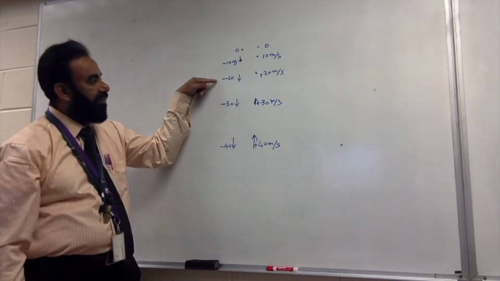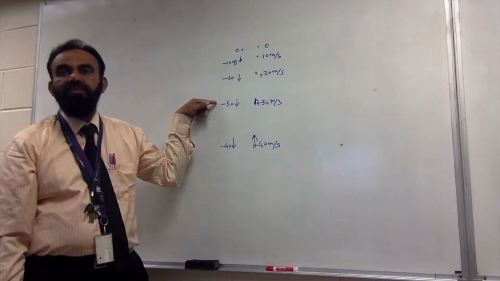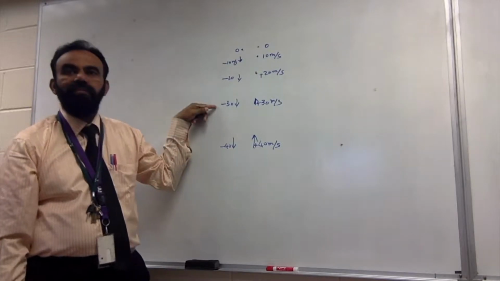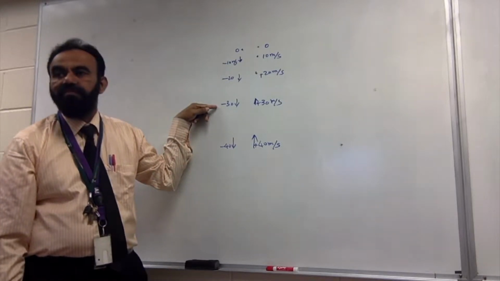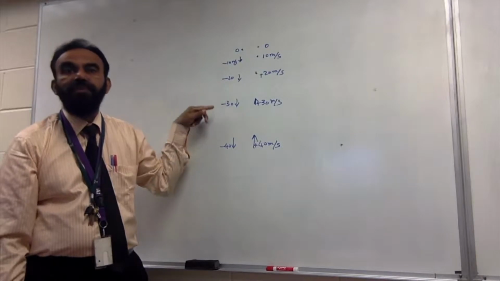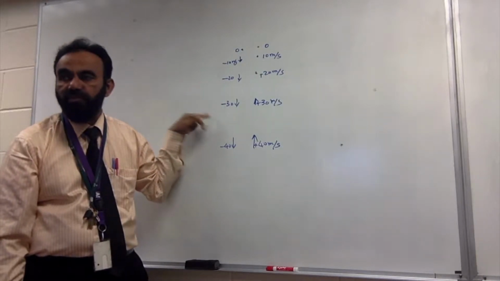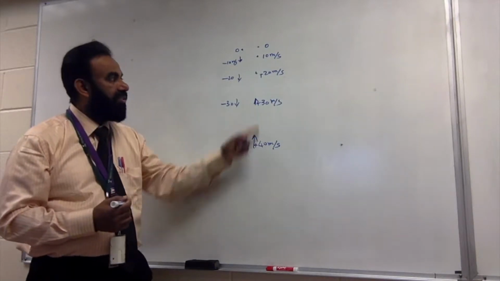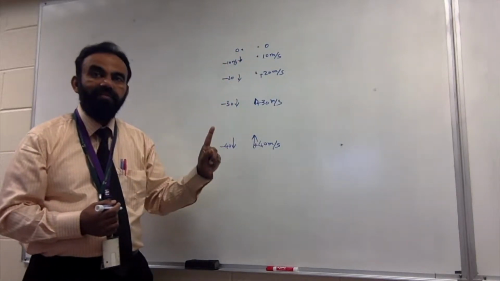So what is happening here? From here to here, is the velocity increasing or decreasing? From here to here, it is still decreasing. It was minus 20, now it's becoming minus 30, which means definitely this is smaller than this, right? So it is still decelerating. All through the journey, it is decelerating.